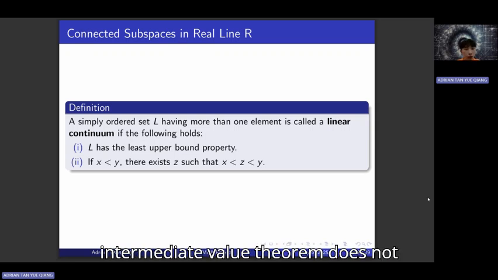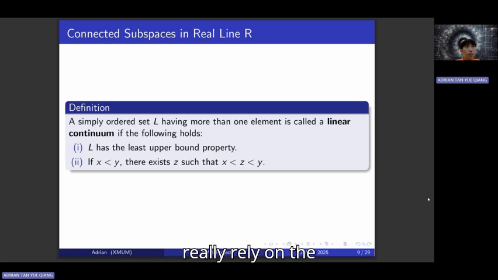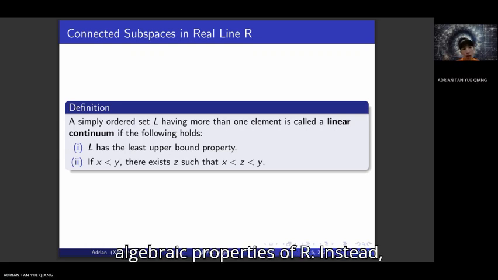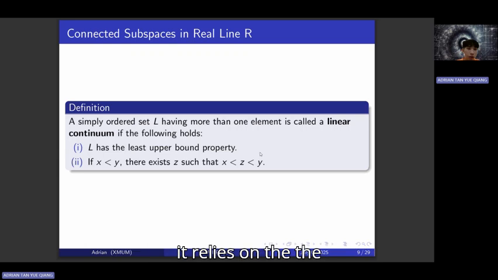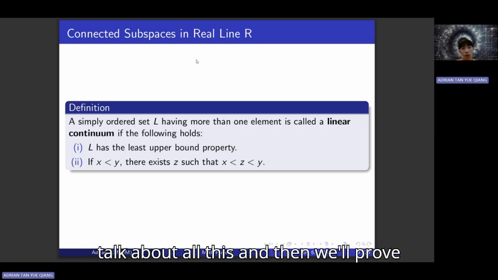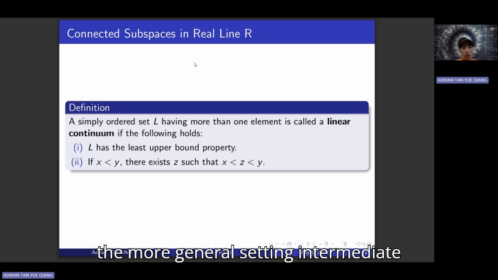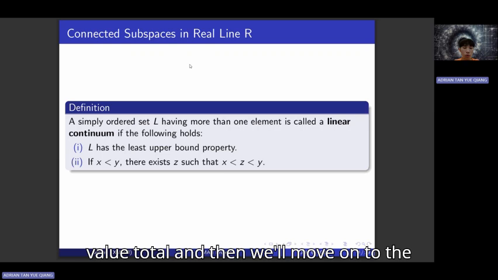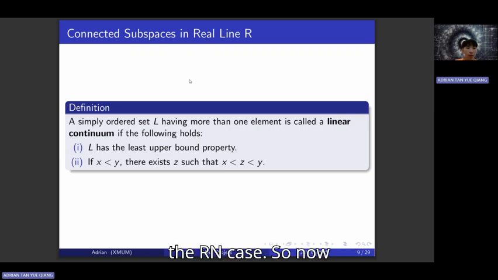The intermediate value theorem does not really rely on the algebraic properties of R. Instead, it relies on the order properties of R. So first, we're going to talk about all this, and then we'll prove the more general setting intermediate value theorem, and then we'll move on to the R^n case.